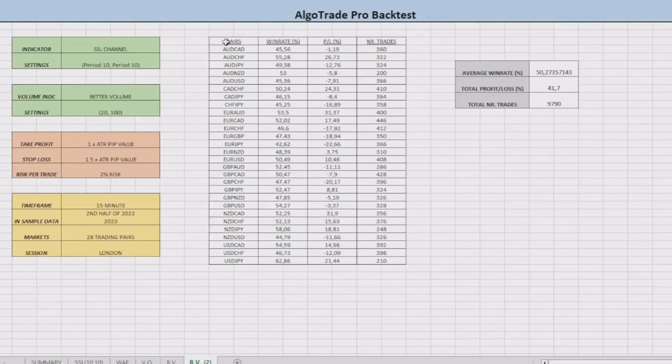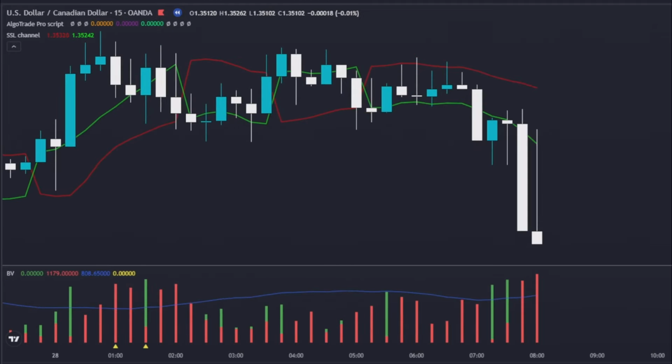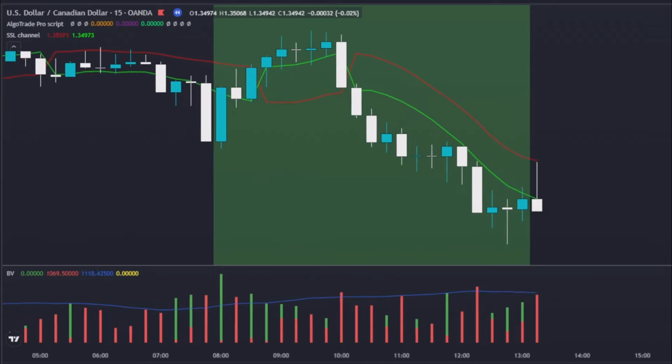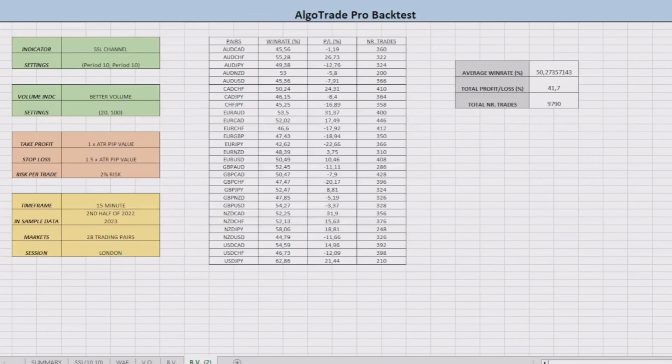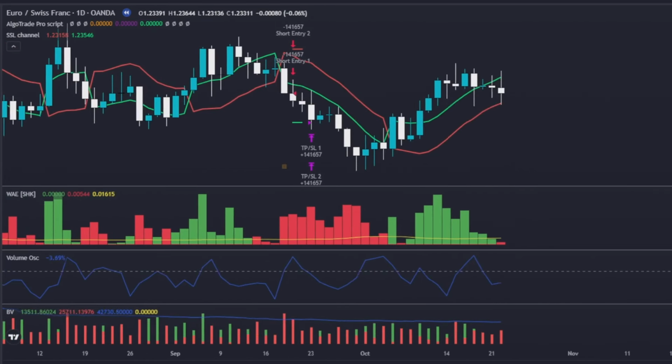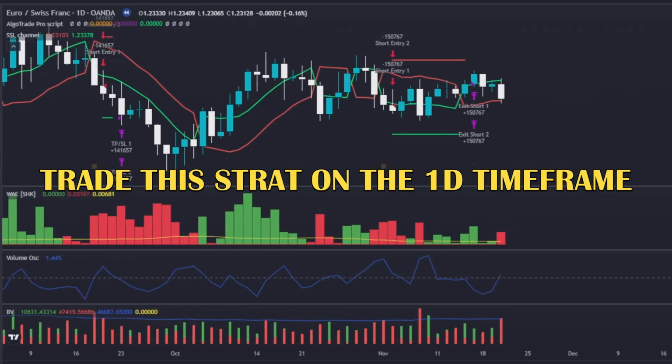Here are the backtest results from the SSL channel strategy plus the better volume indicator, and we can see that after almost 10,000 trades, the win rate was 50.27% and we had a little profit of 41.7%. For this reason, perhaps because the 15-minute time frame is more unstable than the daily one, the strategy did not have such efficient results. As such, I advise you to use this strategy in the daily time frame.